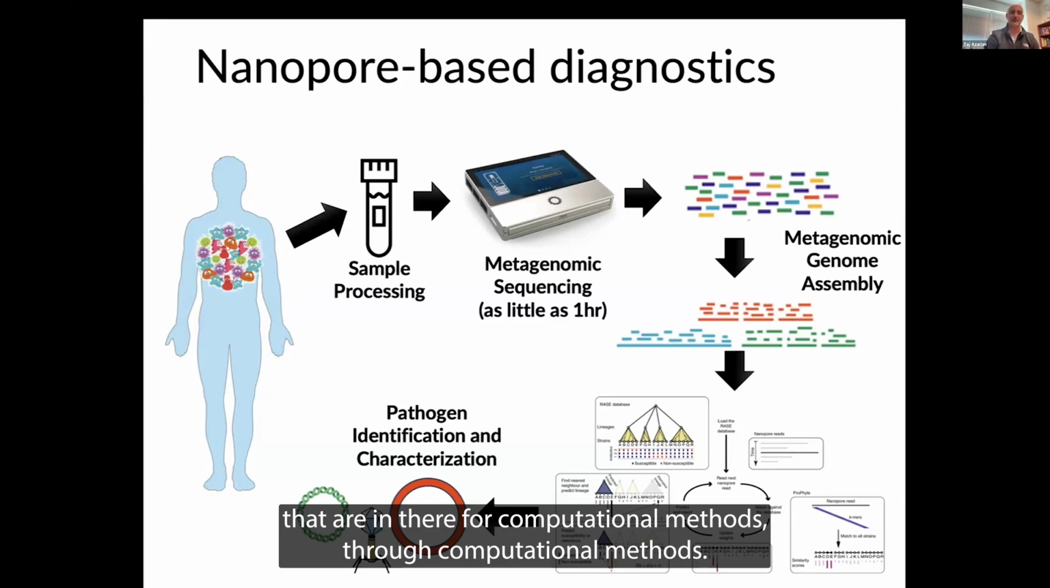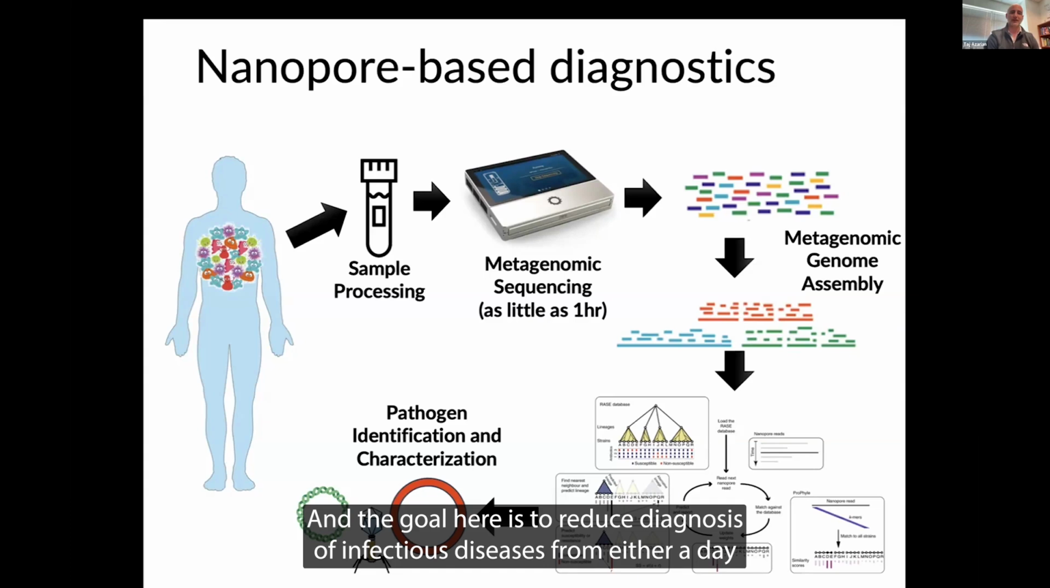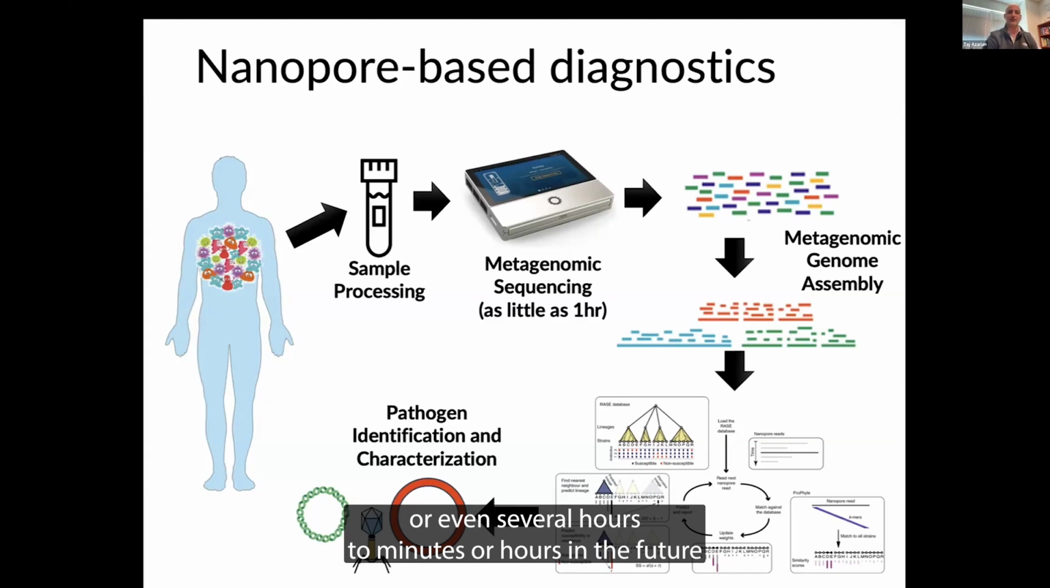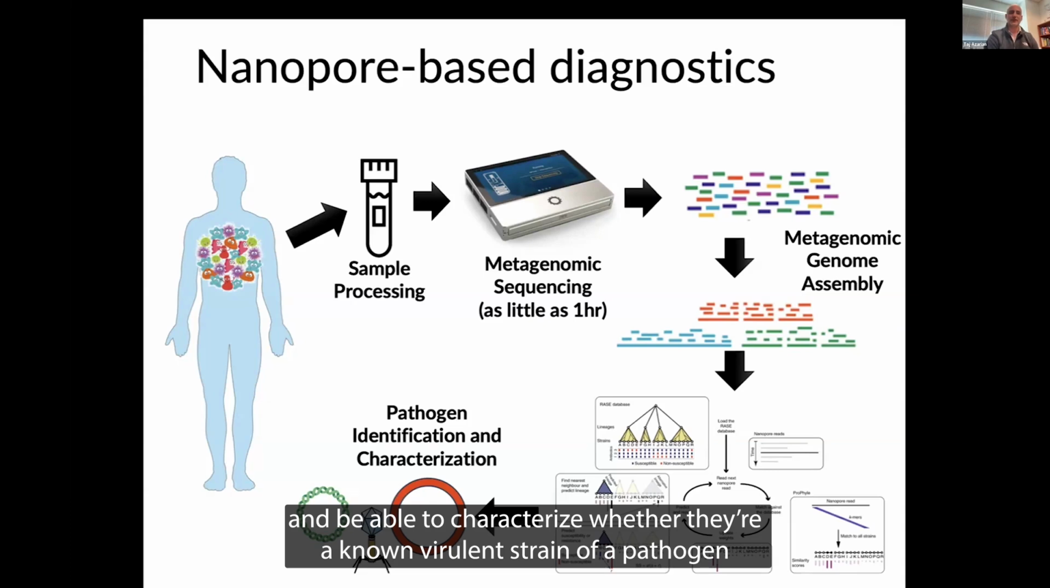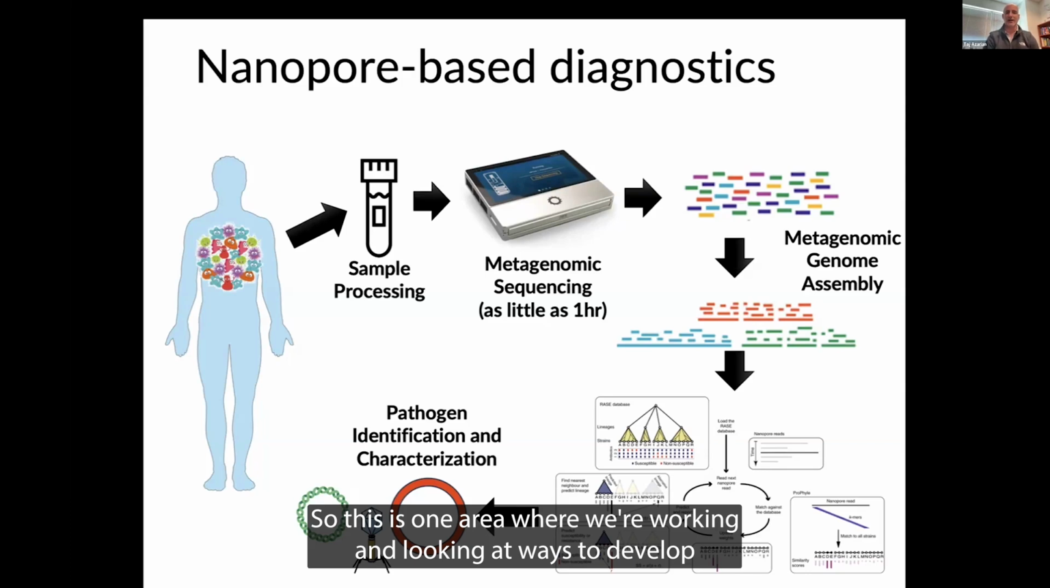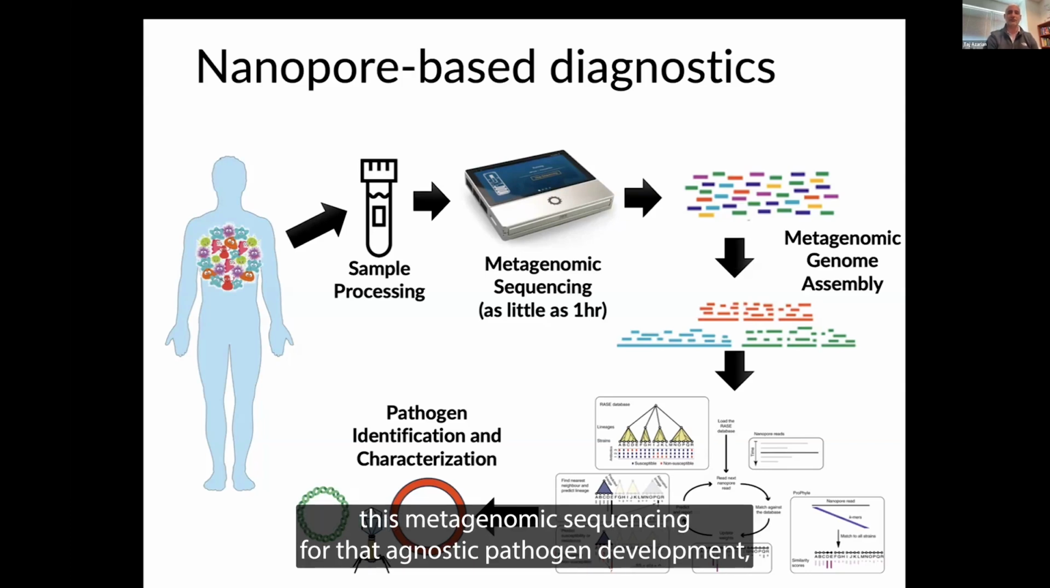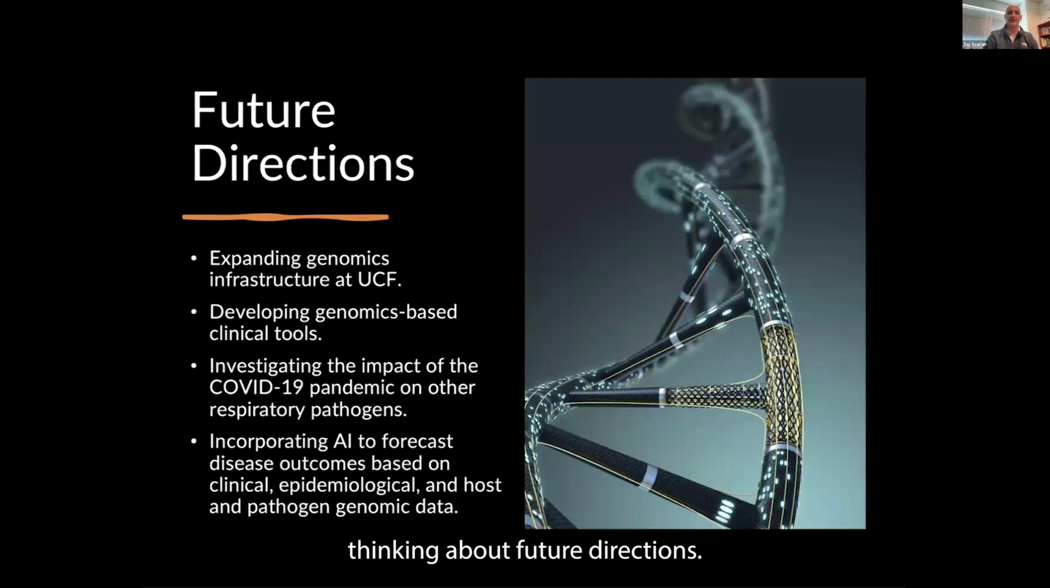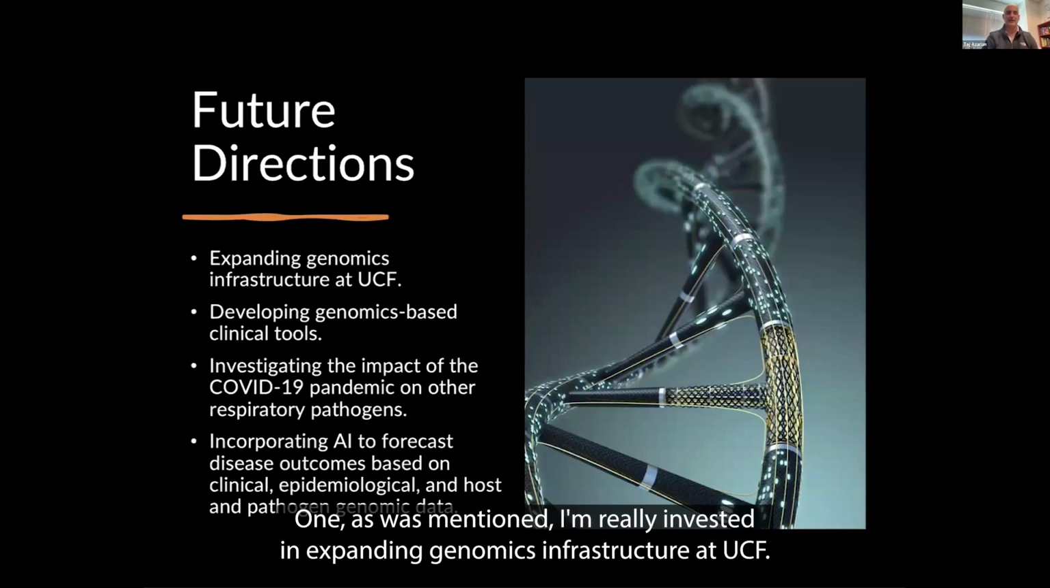And the goal here is to reduce diagnosis of infectious diseases from either a day or even several hours to minutes or hours in the future, and be able to characterize whether they're a known virulent strain of a pathogen or have antibiotic resistance that can then inform treatment. So this is one area where we're working and looking at ways to develop this metagenomic sequencing for the agnostic pathogen development.